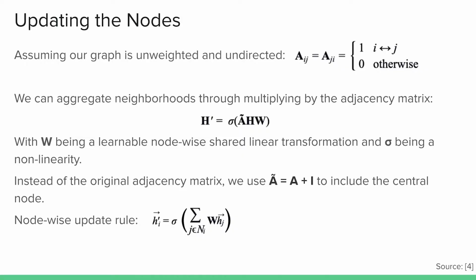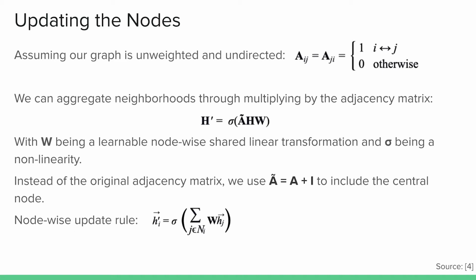To make this whole thing a bit more understandable, let's have a look at how such an update function would actually look like. If we assume that our graph is unweighted and undirected, meaning that A_ij equals A_ji, then we can aggregate information from all of our neighborhoods basically just through multiplying with the adjacency matrix. So we have our features H, we multiply them with the adjacency matrix A and with another weight matrix W, that is the learnable node-wise shared linear transformation.